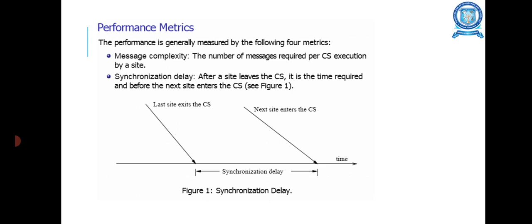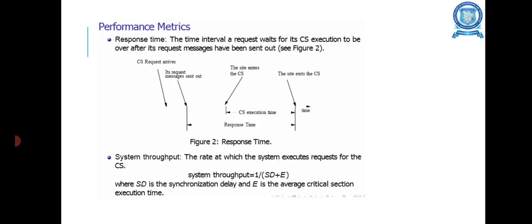Here the synchronization delay is represented using the figure. In this figure, the synchronization delay is represented as a time. It is the time between the last site exiting the critical section and the next site entering the critical section. The next performance metric is response time. The response time is the time interval a request waits for its critical section execution to be over after its request messages have been sent out, as shown in the following figure. The time between the request messages being sent out and the site exiting the CS is denoted as response time.